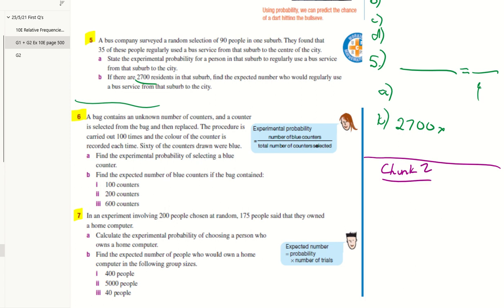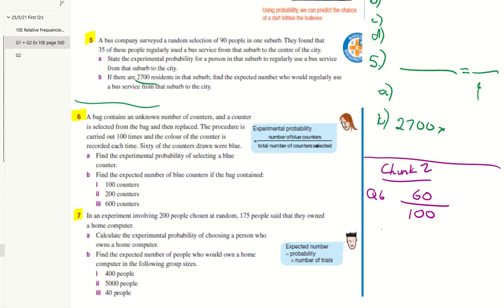All right, question 6 says, a bag contains an unknown number of counters, and a counter is selected from the bag and then replaced. The procedure is carried out 100 times. So in the first instance, you will be putting 100 on the bottom of your fraction. And the colour of the counters is recorded each time. 60 of the counters drawn were blue. So 60 out of 100 were blue.